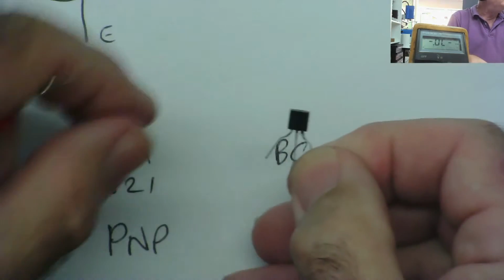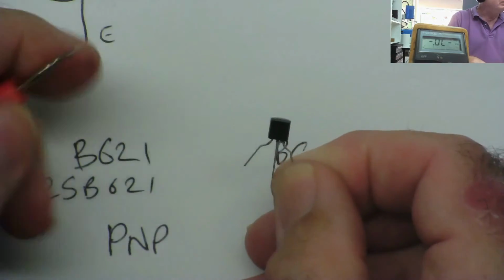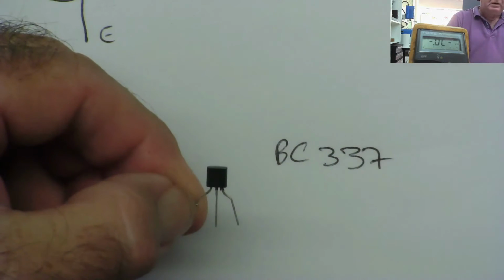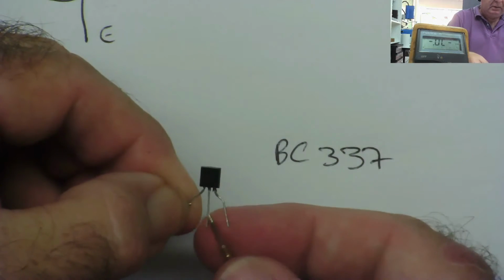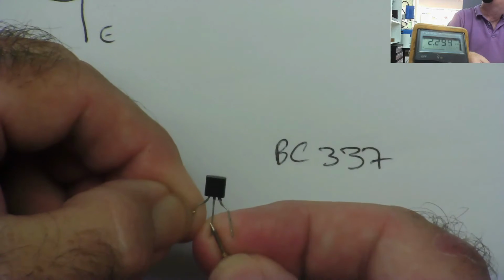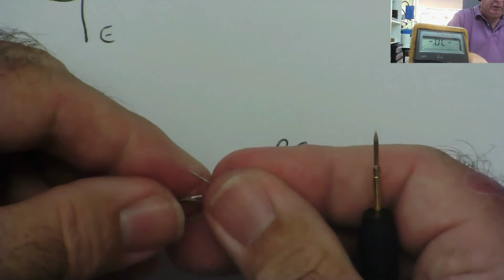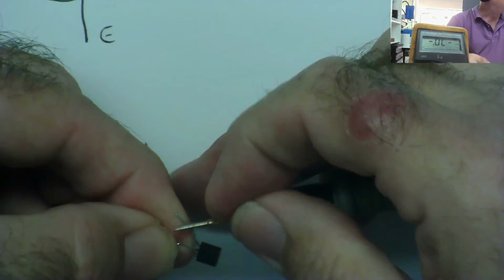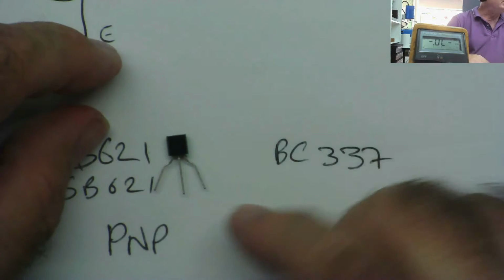The last thing we need to check, so we know this is the base, so we know we've got a good diode junction to the other two, is between the collector and the emitter. So one of these will be the collector, one will be the emitter. There should be nothing either way. There was nothing there. There's nothing there. Okay, so we know it's a PNP and we know this is the base.